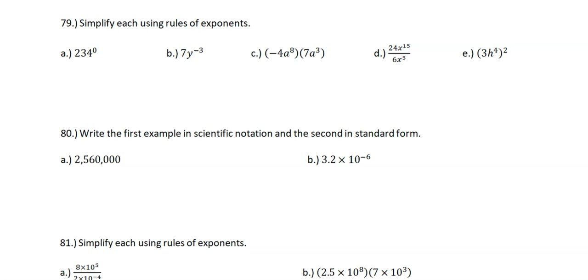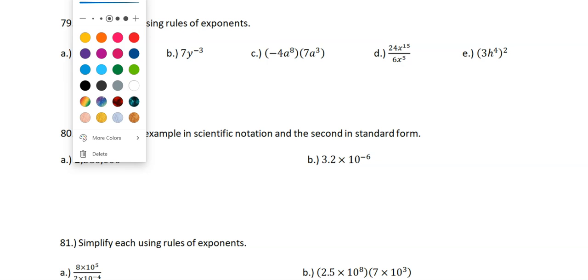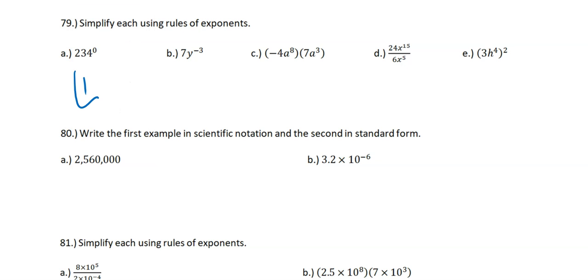All right, in this one, you're using our rules of exponents here. So remember, 234 to the 0 power, anything to the 0 power always equals 1. So this one, well, is a 1. That's it. Okay, anything to the 0 power is 1.